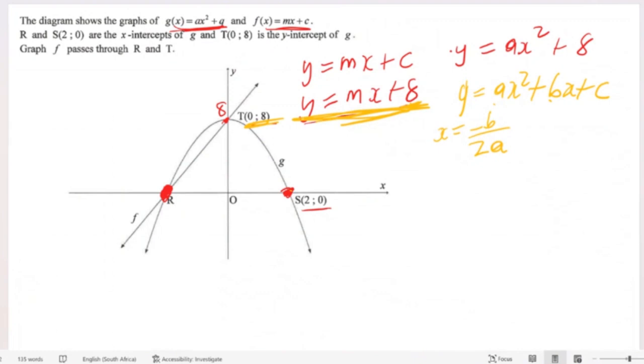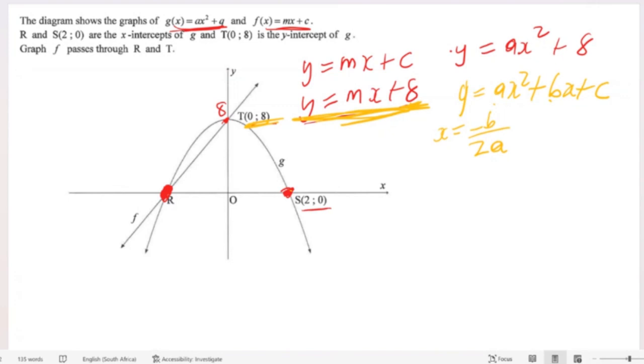Well, we are not given b. As you can see, they say the diagram shows the graph of g of x equals ax squared plus q, meaning that we only have a and c. We don't have b. So I was thinking we could substitute with the coordinates, where y is going to be 0 and x is replaced by 2 squared plus 8.